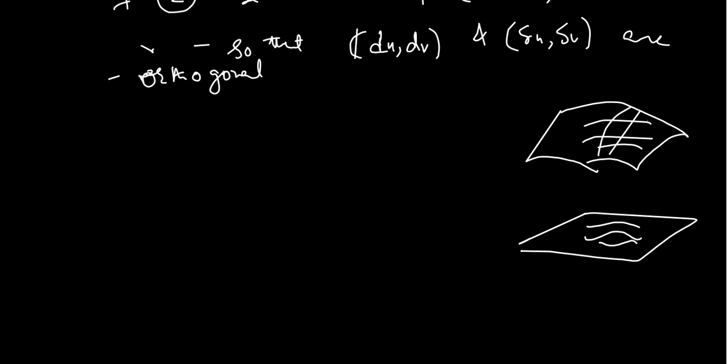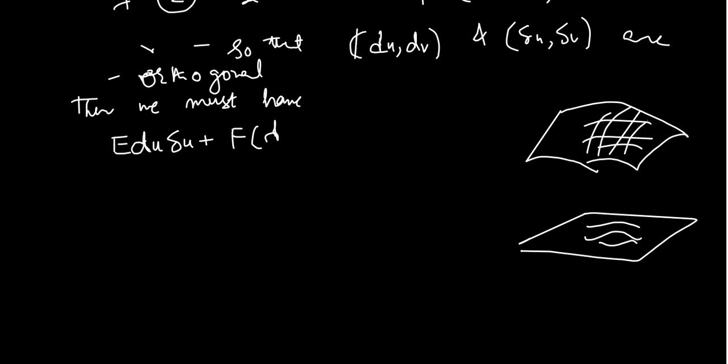we must have E du del u plus F times du del v plus dv del u plus G dv del v is equal to 0. Now we know that the original direction du and dv have direction ratios minus q and p. So essentially they are proportional to minus q and p.